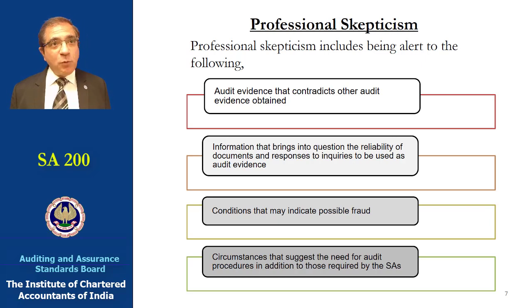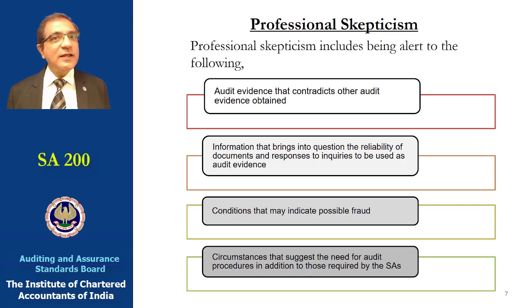And the fourth one, which is important from a professional skepticism perspective, is the circumstances that suggest the need for audit procedures in addition to those required by the standards. So the standards will lay out certain audit procedures. What is more important over here is that in the event that the auditor believes that he needs to deep dive, he needs to go the extra mile, he needs to carry out some more procedures, then he will decide based upon his understanding, thinking, and the kind of judgment that he would come up with to carry out some more work.